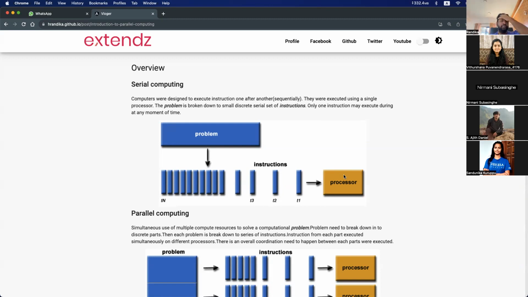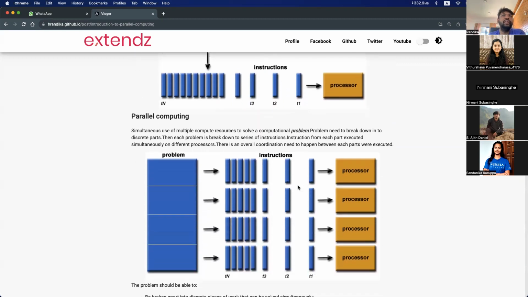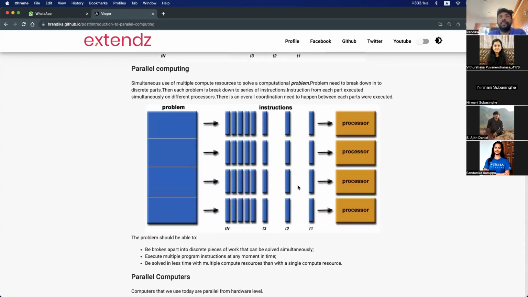Okay, so basic things. Serial computing: we have a processor, and the processor will only be executing one instruction at a given time. That's the basic explanation. So we go to parallel computing.